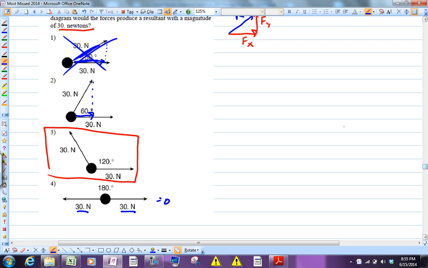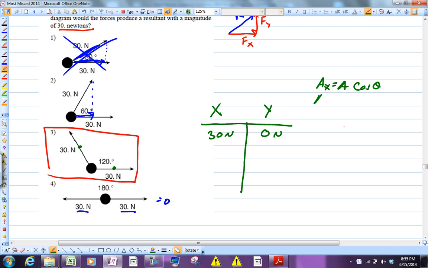But we can actually add this as a vector and sort of prove this to ourselves, and it's not a bad review. So whenever you're adding vectors, you want to think about the x component and the y component. So here, this vector has an x component of 30 newtons and a y component of 0 newtons. And this vector, we're going to break it into its x and y components. Remember, the x component of any vector is equal to the magnitude times the cosine of theta, and the y component is the magnitude times the sine of theta.